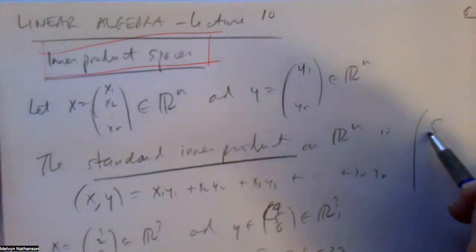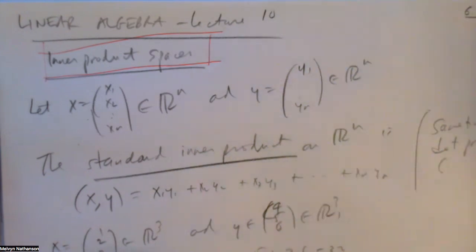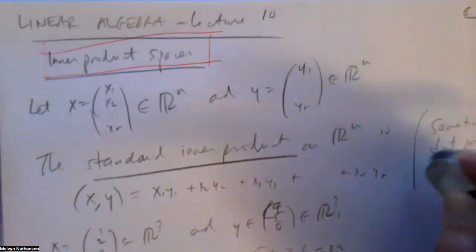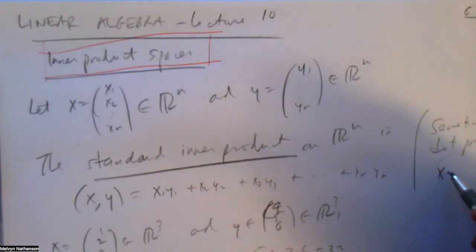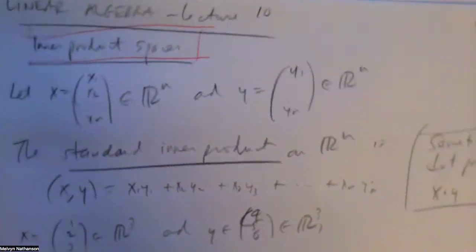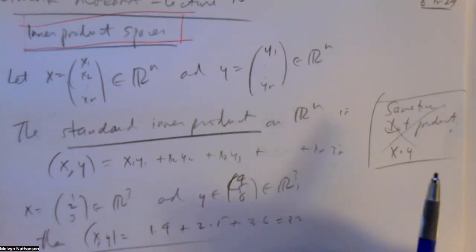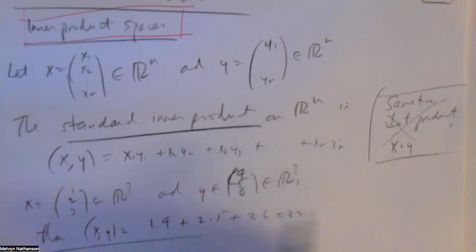That's sometimes called the dot product. And in calculus or physics, it's sometimes written as x dot y. But we don't use this notation, this terminology. This is just the standard inner product.